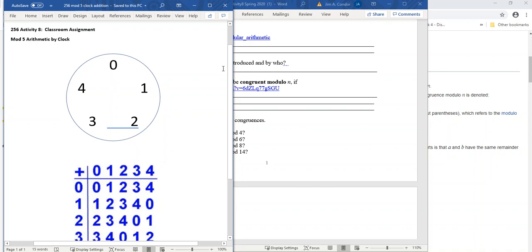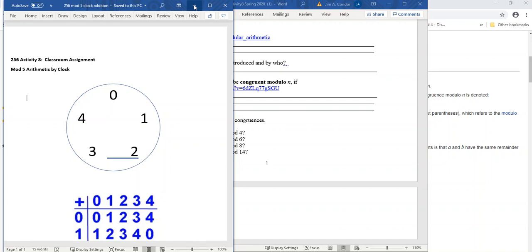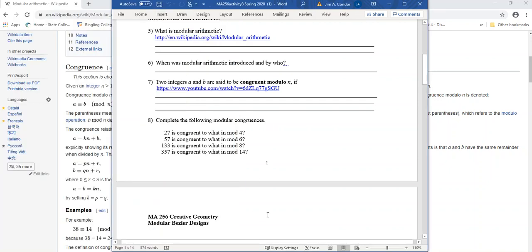Okay. So what do we mean by things are congruent? Well, let me just put this down here for a minute. And let's look at this. 27 is congruent to what in mod 4? What does that mean? All right. So 27.